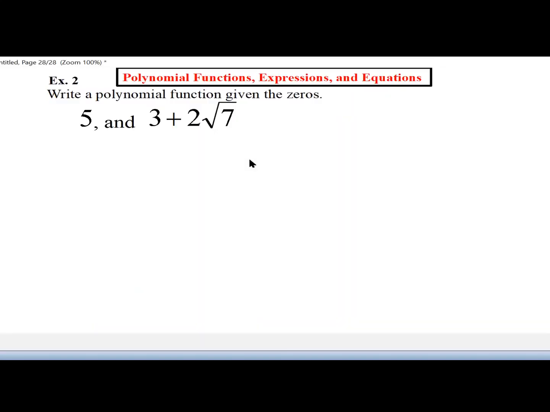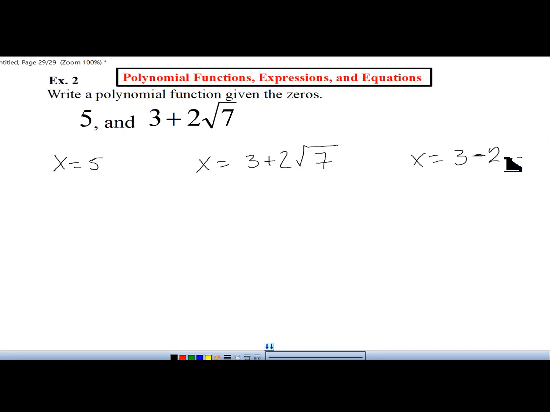Look up. The first 0 is 5, so I write it as x equals 5. The next 0 is x equals what? 3 plus 2 square root of 7. And let me show you the other 0. x equals 3 minus 2 square root of 7. Why did I do that, guys? Because it's a what? A square root. So whenever they give you a 0 that's a square root or an imaginary number, make sure you do one positive and one negative. So that means there's 2 of them, okay?